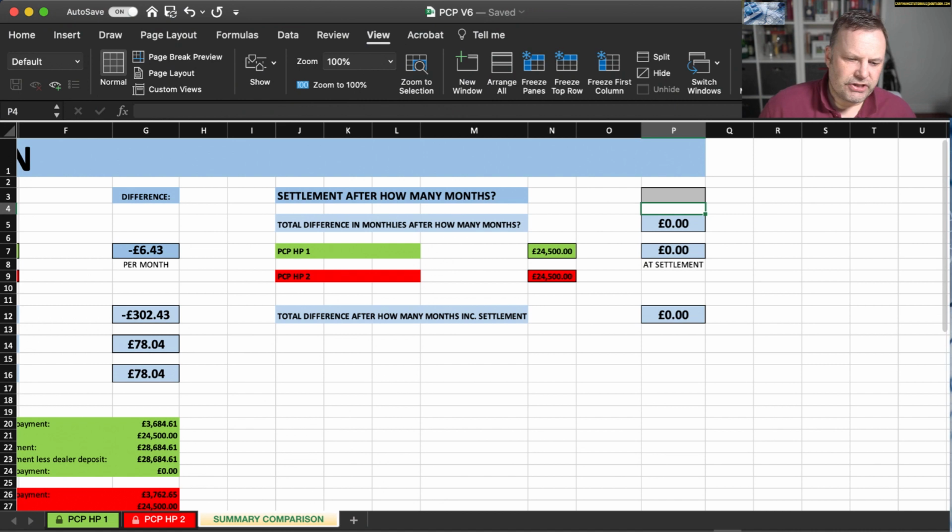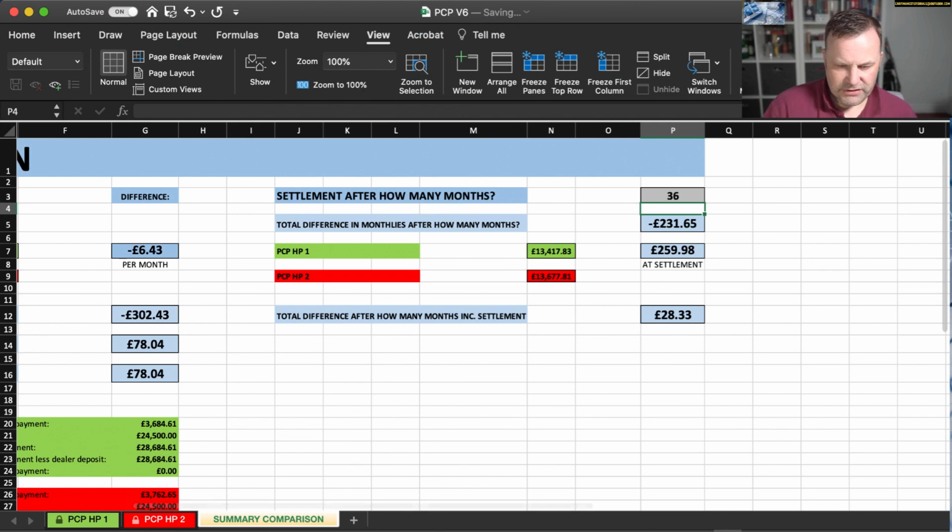Let's say I come to 3 years and I want to sell the car. How much am I going to owe on this agreement to get out of it? So if I type in 36, look, it tells me that to settle the green agreement after 3 years will cost us about £13,400.